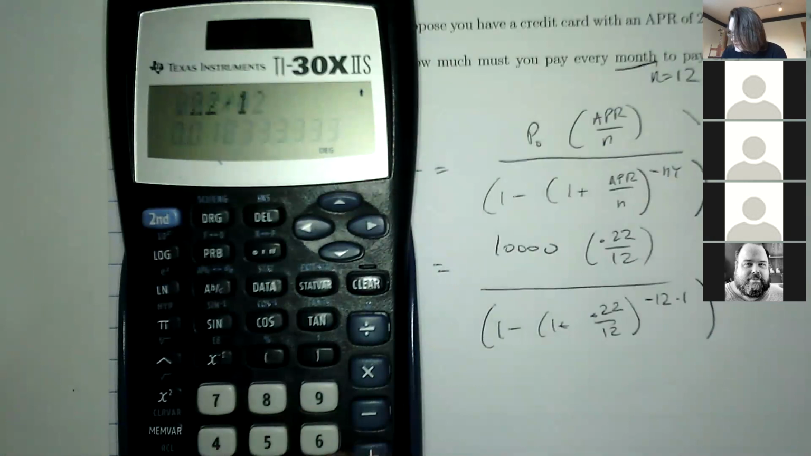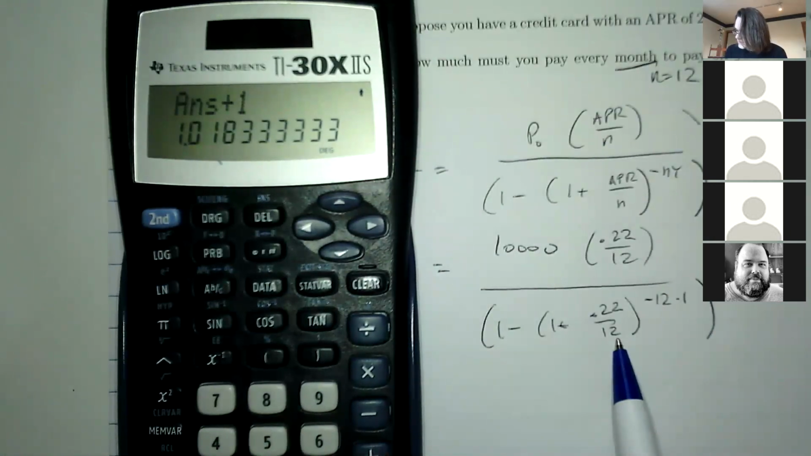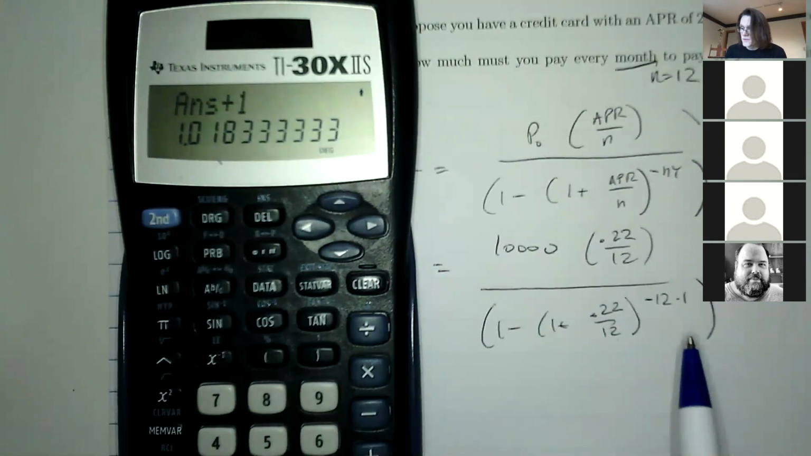And then plus 1, right? So that's this. And then 12 times 1 is 12, so I don't need to do anything there. So it's just 1.02 to the minus 12 power. So carry that.